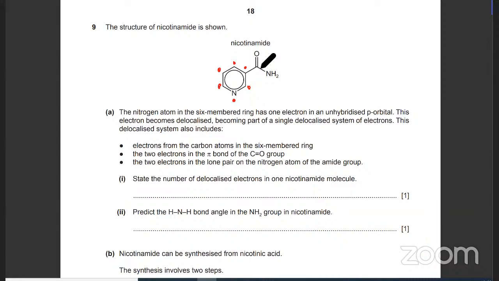So the benzene ring carbon bonded to the C double bond O, its electron does not disappear just because it's bonded to something. This carbon is making 3 bonds, right? So the 4th electron, I mean, this is what benzene looks like. There's a nitrogen atom over here, but every carbon is making 3 bonds, right?